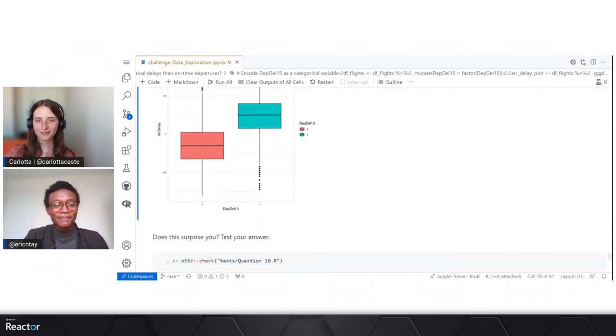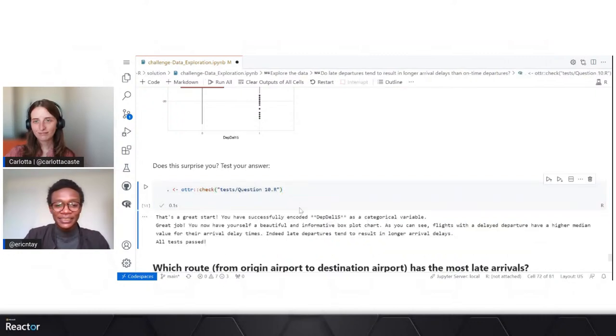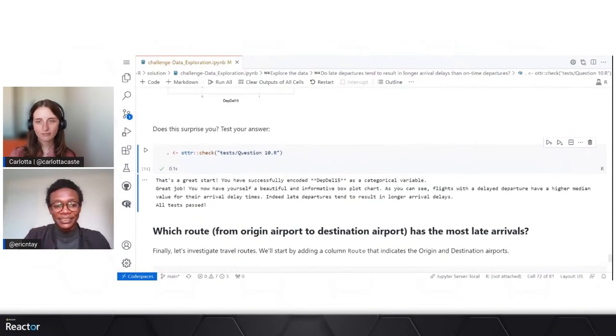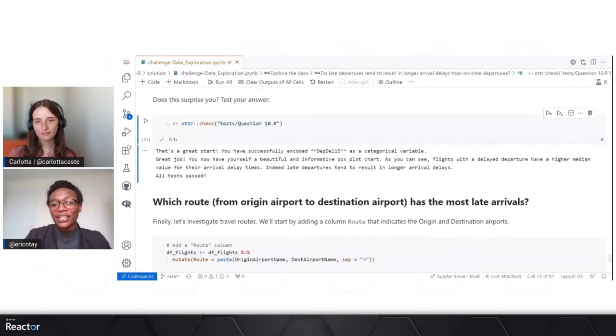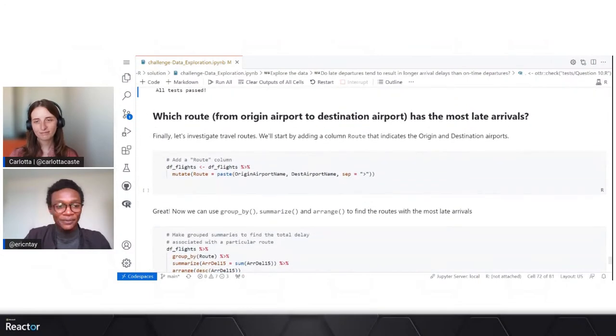Great, perfect, Carlotta. Yes, exactly. We can check your answer by running the code chunk. And we can see delayed departures have higher median values for the arrival delay. So indeed, late departures tend to result in longer arrival delay times. So perfect, I guess we are wrapping up.